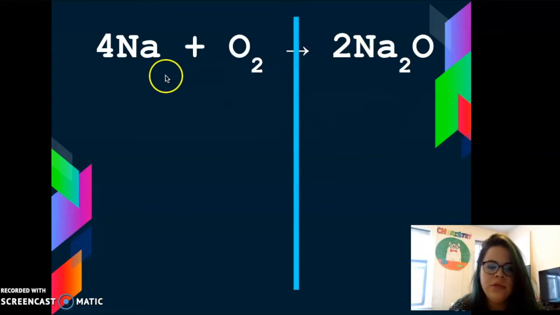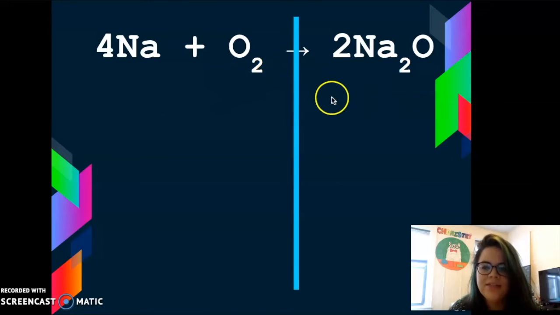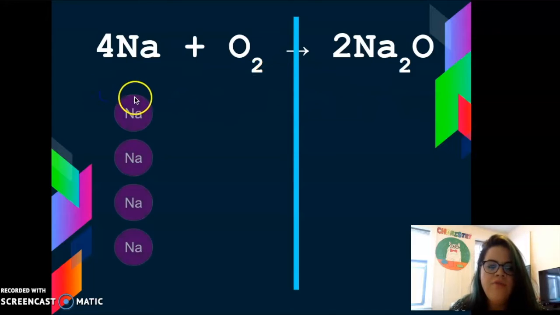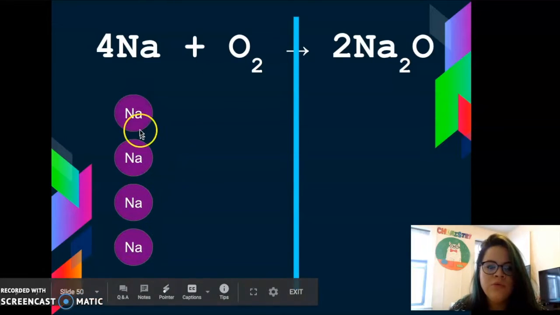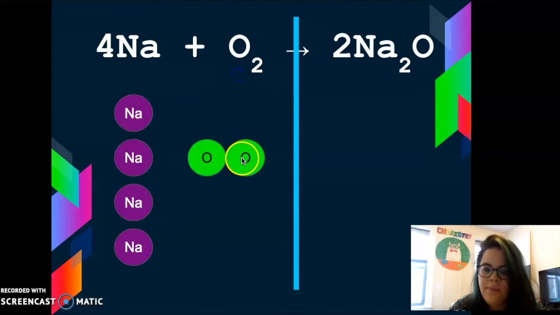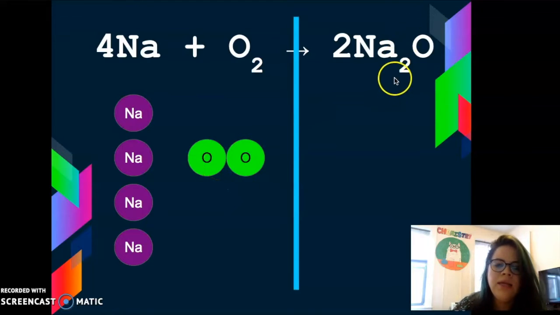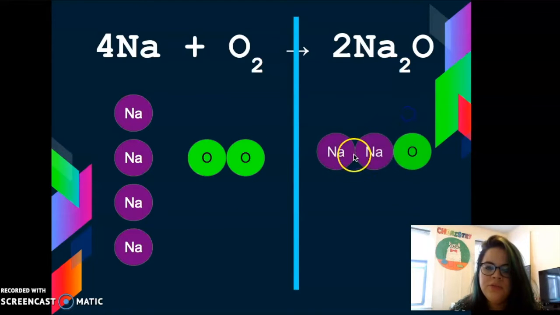Looking at this visually, I have my before and my after, my reactants and my products. I have 4 sodiums, so 4 moles of sodium, 4 sodium atoms, either way I have 4 of them. I also have 1 diatomic molecule. Notice how these are touching, because touching, you remember, implies a chemical bond. And here I have a chemical bond, but it's between 2 sodiums and 1 oxygen.